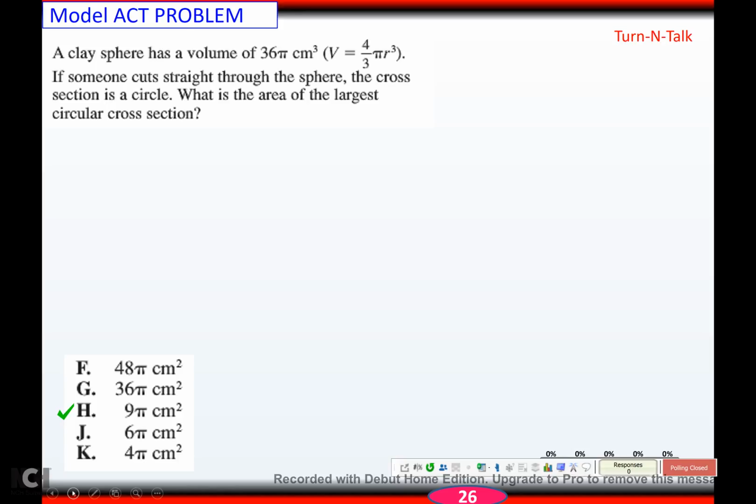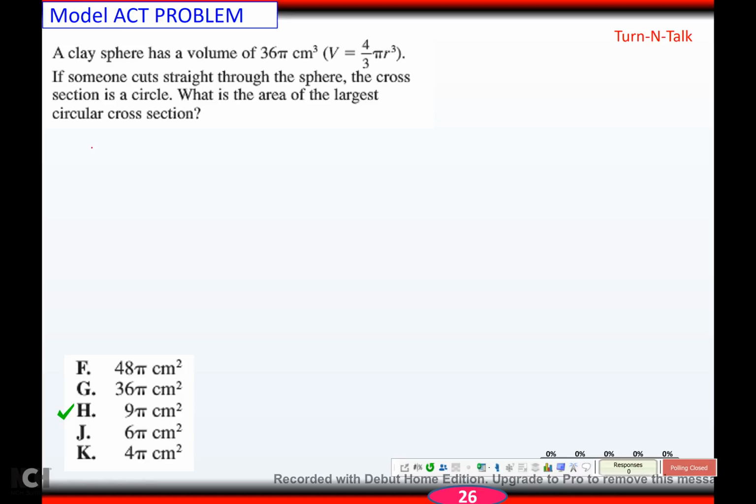It says a clay sphere has a volume of 36 pi centimeters cubed. If someone cuts straight through the sphere, the cross section is a circle. What is the area of the largest circular cross section? Wow. Okay, so the radius of the largest circle will have the same radius as the sphere.